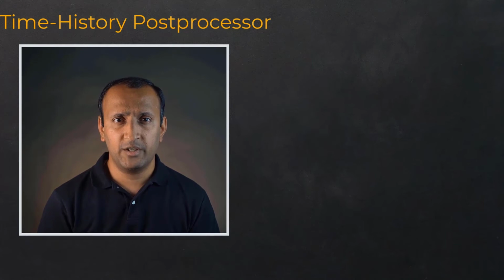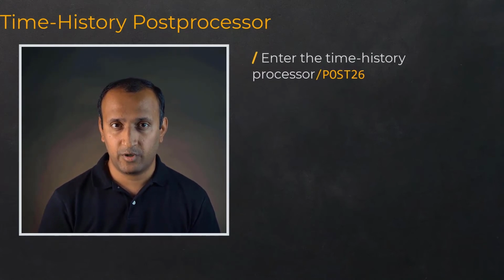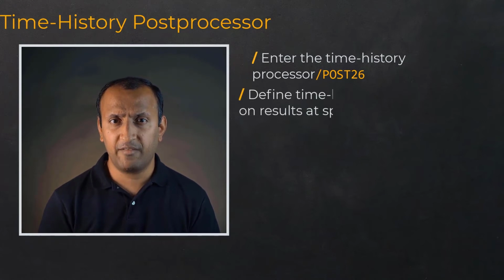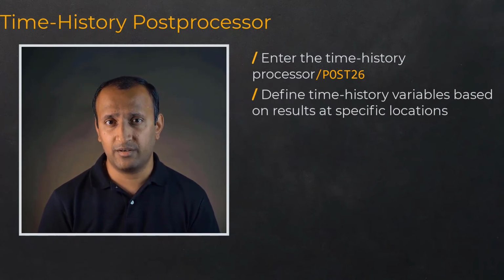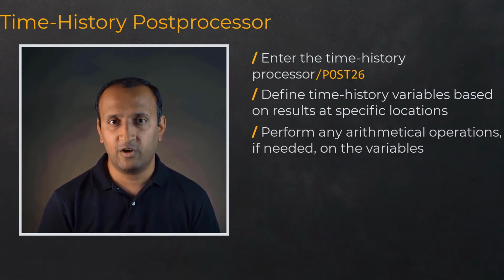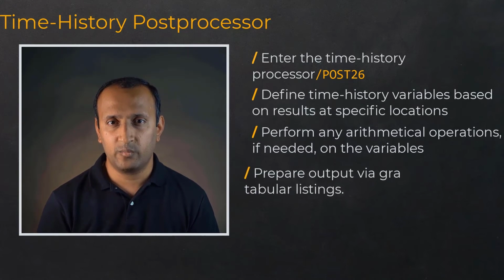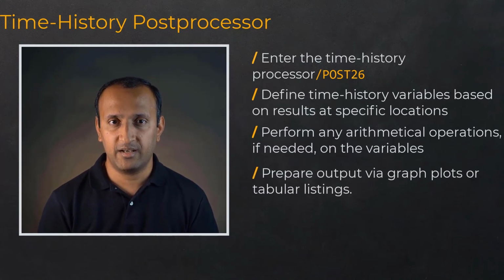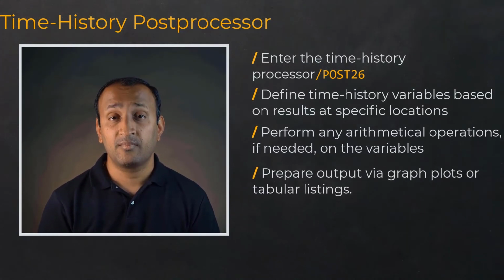The general process for using the time history postprocessor is: enter the time history processor, define time history variables based on results at specific locations, perform any arithmetic operations if needed on the variables, and prepare output via graph plots or tabular listings. Data can also be exported to APDL arrays for further manipulation or for exporting to a text file.